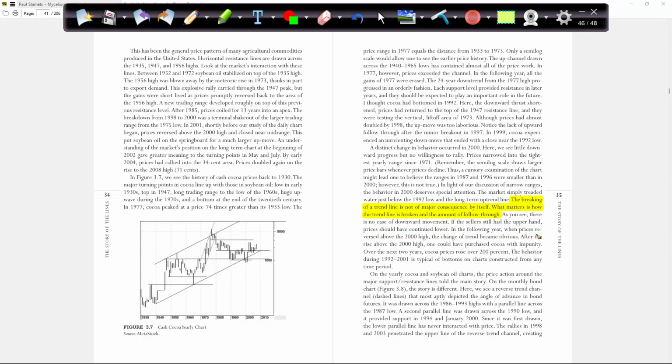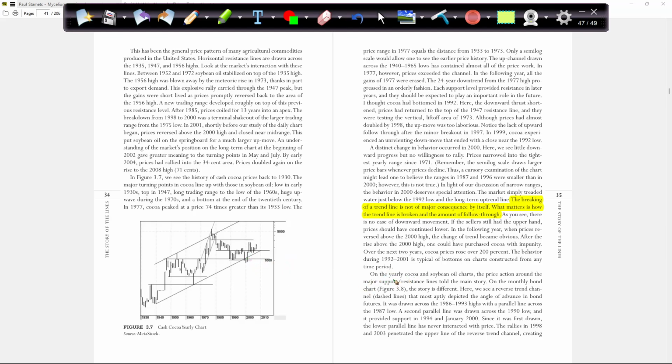In the following year, when prices reversed above the 2000 high, the change of trend became obvious. After the rise above the 2000 high, one could have purchased cocoa with impunity. Over the next 2 years, cocoa prices rose over 200%. The behavior during 1992 and 2001 is typical of bottoms on charts constructed for any time period.